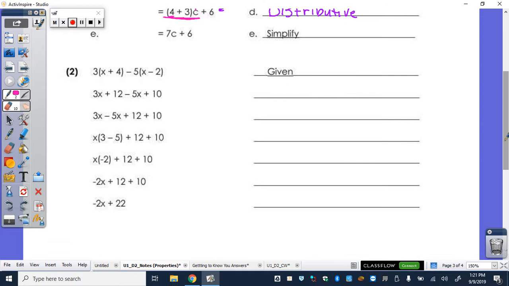All right. Number 2, same thing again. So we're just going to move down from line to line to line to figure out what they did. So yeah, first one was distributive. That one's easier. Yep, and then we got commutative. They switched the 12 and that negative 5x.